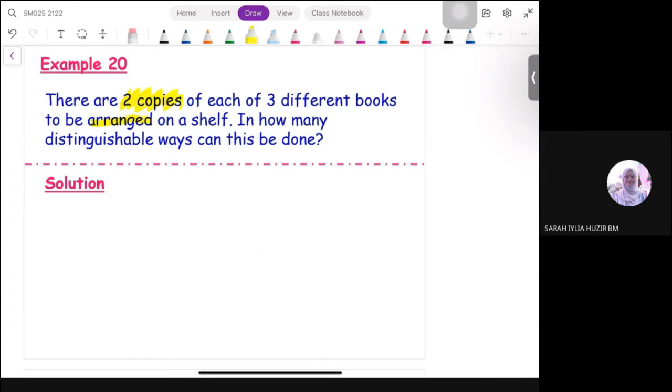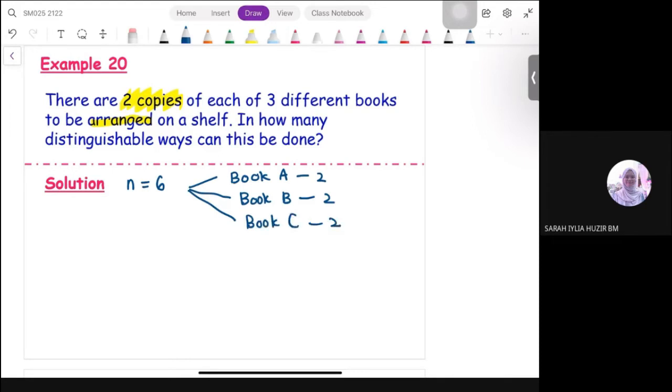Okay, so altogether careful. We didn't have 3 object, but we have 6 item, 6 books. And N is 6 in this case. Bukan 3, 6 because for each book we have 2 copy. Let's say lah, saya lah namakan. Kita ada book A. Book A akan ada 2 copy. Okay, next one kita ada book B. Also 2 copy. And then last one, book C. We also have another 2 copy.